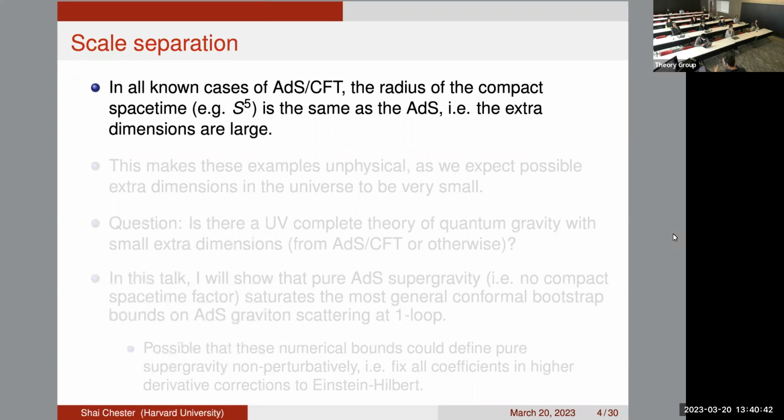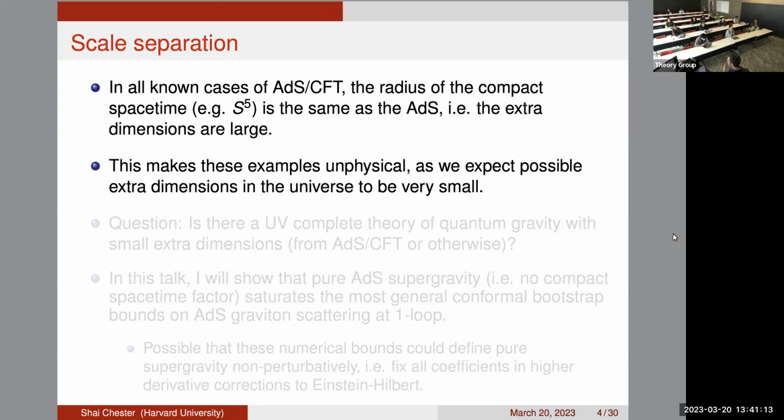And so now let's focus on a specific physical problem which we would like to address. And this is the problem of scale separation. In all known cases of AdS/CFT, the radius of the compact spacetime, so for instance, when you're doing AdS5 cross S5, this would be the S5, is the same as the curvature radius of the AdS. So another way of saying this is that the extra dimensions are large. Because we would think of AdS as the physical spacetime, and then the S5 is like the extra dimensions which we're compactifying on.